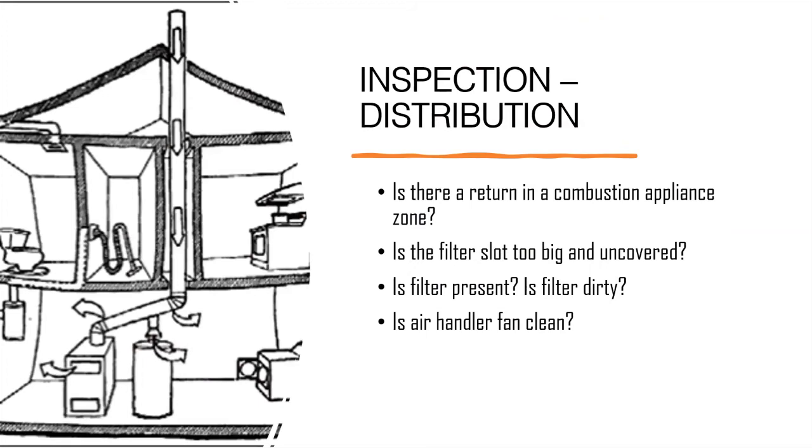Your visual inspection should also include the ductwork. In doing a duct inspection, you get an idea of how the entire system works by noting the locations and sizes of return supplies. Watch for things like return grills in combustion appliance zones. Is the filter slot too big or uncovered? A filter slot won't be effective if there are gaps for air to bypass the filter.